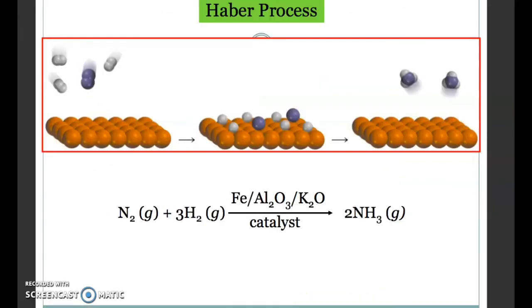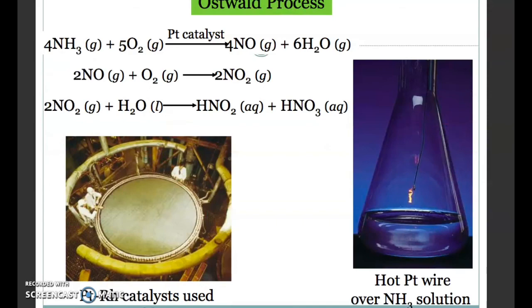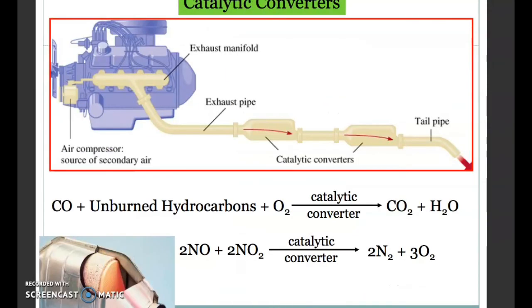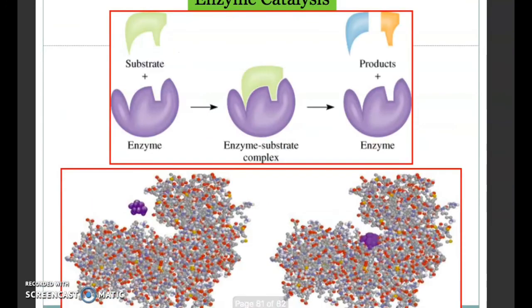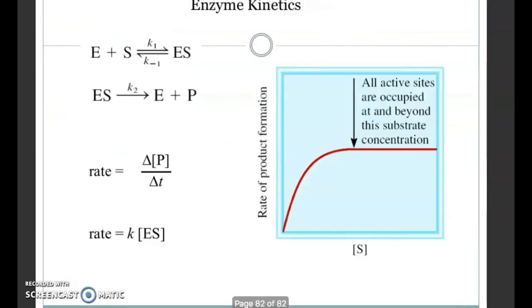This is the example for the Haber process, Ostwald process, and catalytic converters, enzyme catalysts. Okay, that's all for Chapter 5, Chemical Kinetics.